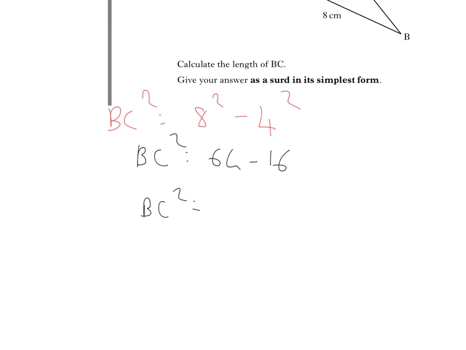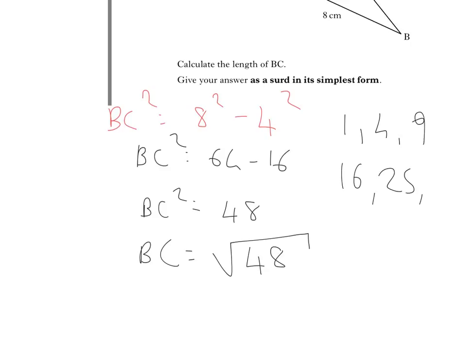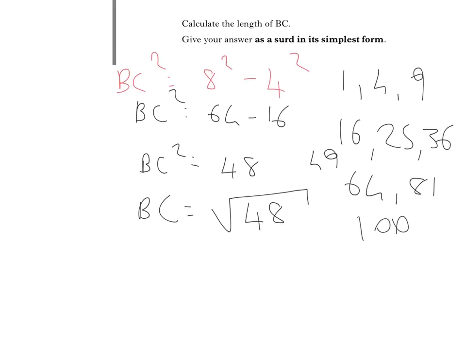BC squared is equal to 48. BC is equal to the square root of 48. So again, I'm thinking about my list of square numbers, so I'm going to list them this time. So remember, it's taken out from the list the biggest factor of 48. Now, for example, 4 is a factor of 48, but it's not the biggest factor. The biggest factor of 48 in the list is 16, so that's the one that I need to take.